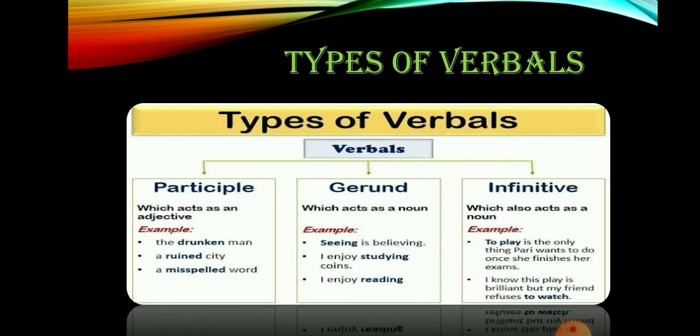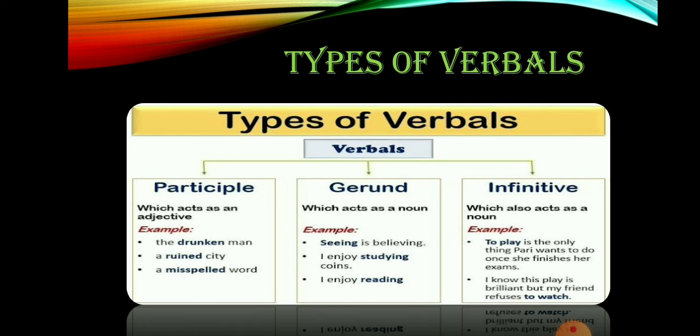दूसरी उदाहरण ਦੇ ਵਿੱਚ ruined ਇੱਕ ਕਿਰਿਆ ਹੈ ਜੋ ਕਿ ਵਿਸ਼ੇਸ਼ਣ ਦਾ ਕੰਮ ਕਰ ਰਹੀ ਹੈ. Third, a misspelled word. Here misspelled is a verb which is working as an adjective. So all these were the examples of participle.